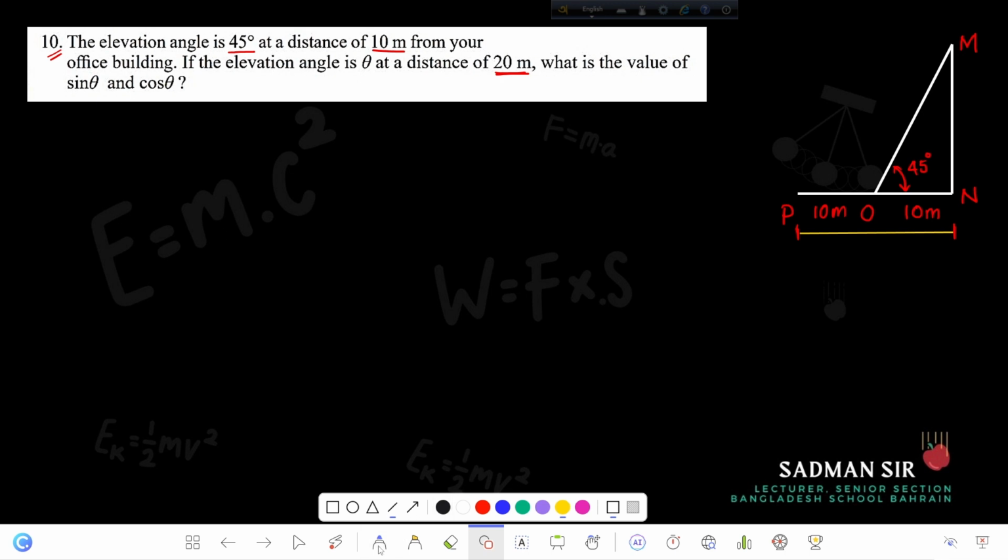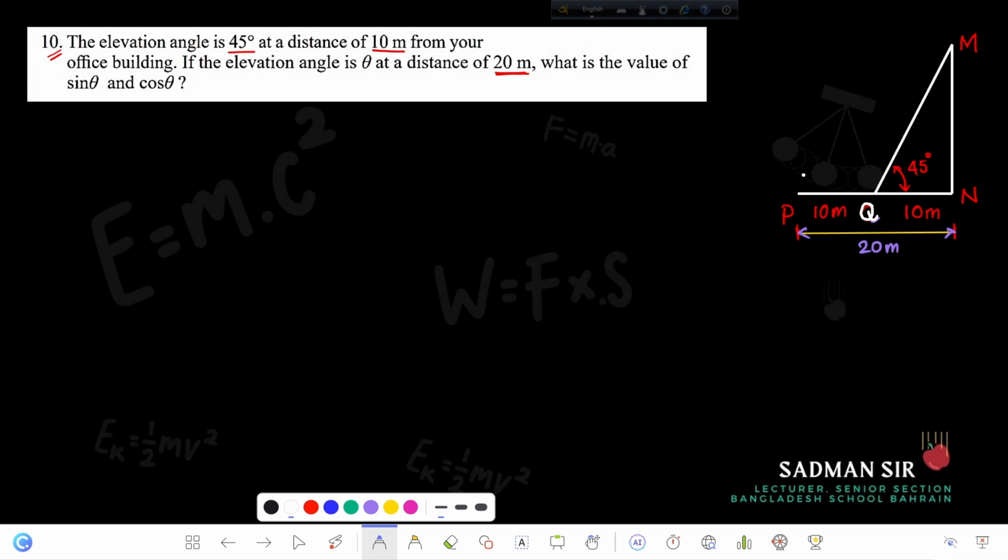So this is 20 meter in total. I think O is creating a confusion, it looks like 0. So let us change the name of this point. We can use any letter. Oh, I think I cannot change it anymore. Okay, I have another idea. Let us just make it Q. This is Q. I think it's clear now.